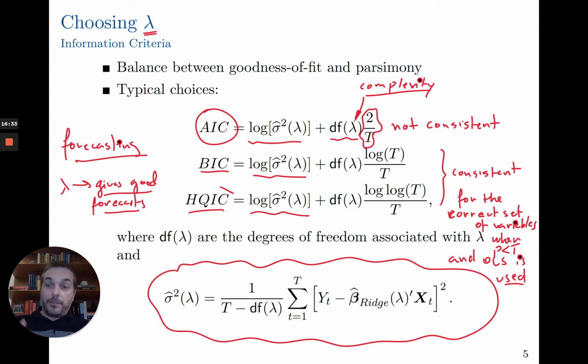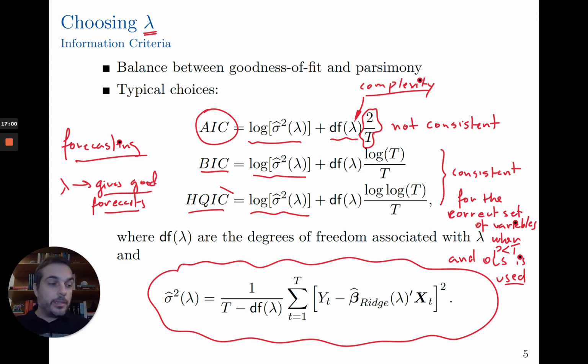The good thing is that it's really, really fast, because once you define the grid, if you have m points in the grid, you have to estimate m ridge regressions. You compute the three information criteria for each ridge regression, and then you pick the lambda that minimizes your chosen criterion, right?